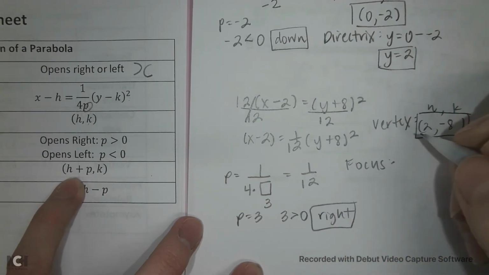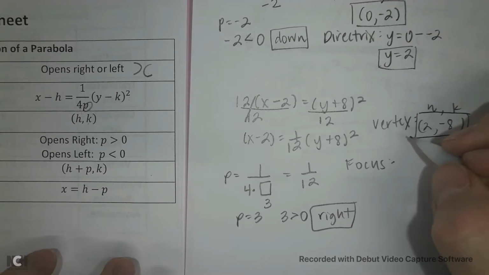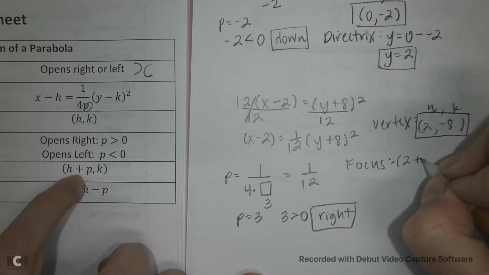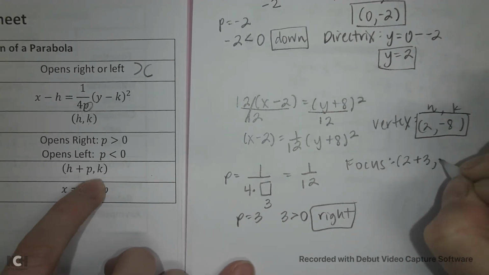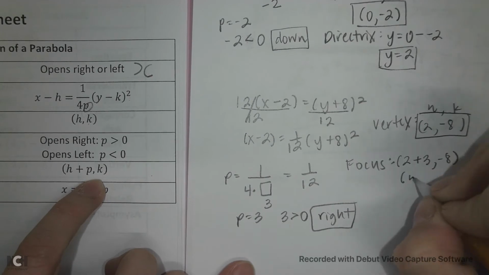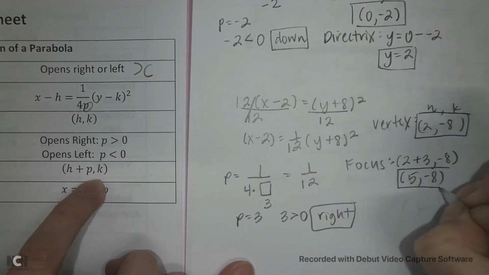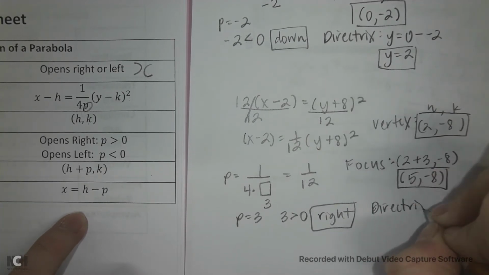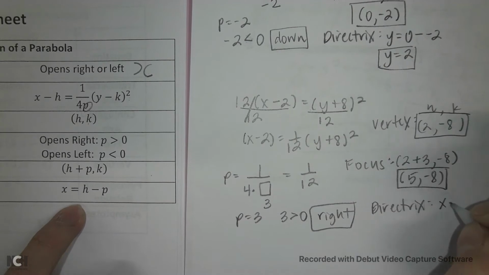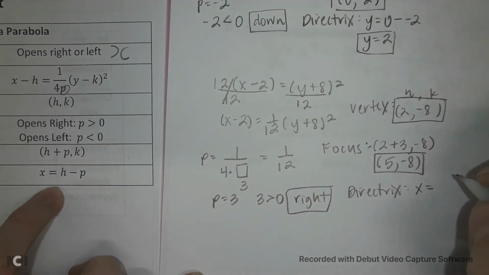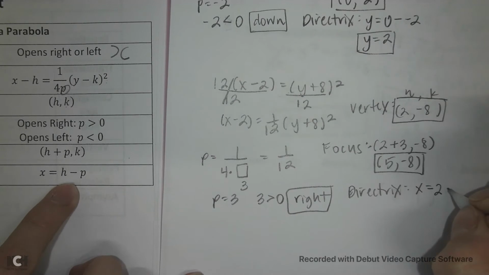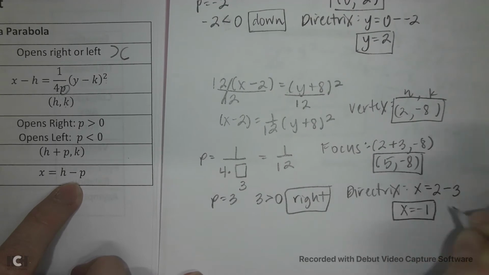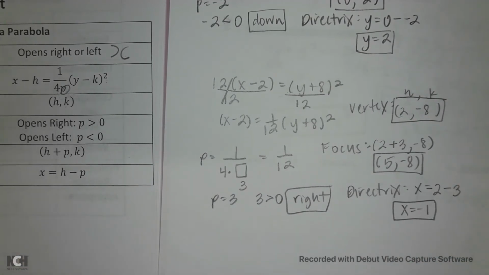So our focus also switches a little bit from the left side to the right side of the table. So we have our h value, which is 2, plus our p, which is 3, and then our k, which is -8. 2 and 3 make 5, and then -8. So here's our focus. And our directrix is x equals our h value, which is 2, minus our p, which is 3, so x equals -1. So there are all the things for that guy.